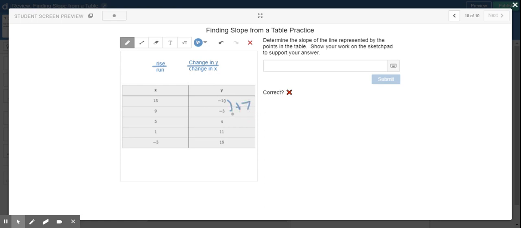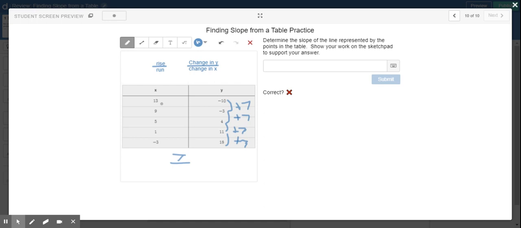I'm going to check to see if that continues. -3 plus 3 gets me to 0, plus another 4 gets me to 4, so that's again +7. 4 plus 7 is 11, so that works there, +7. 11 plus 7 is 18, so again, +7. So the y's are increasing by 7 each time. So my change in y, or my numerator, can be 7.